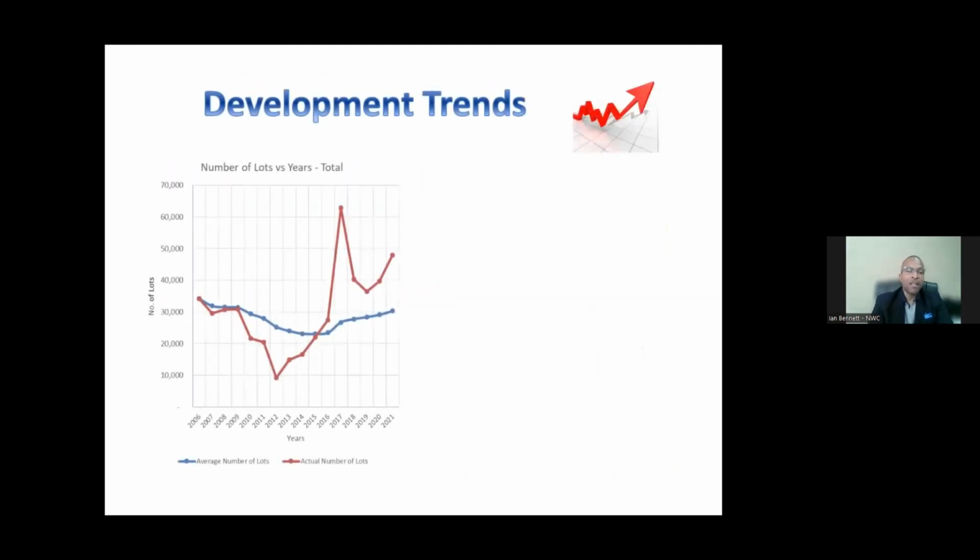Now, what are some of the development trends that we have been seeing over the years? This only goes up to 2021. I have some new trends for 2022, but they're pretty much aligned with 2021. When you look at the number of lots that we have received in terms of development applications, they have been ranging in the 30,000, every year, approximately. That's what we receive as applications. That's the average. It went down a little bit in 2013 to 2017, but it has gone back up to the range of the 30,000 per year.